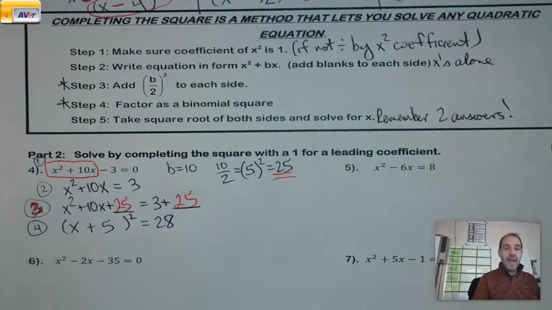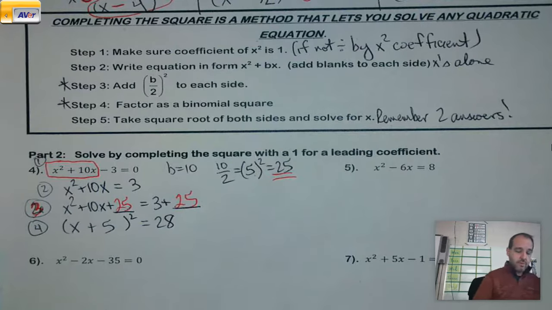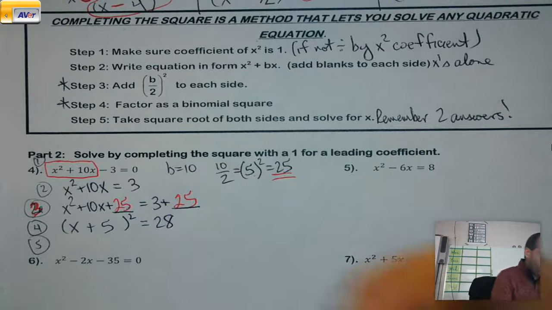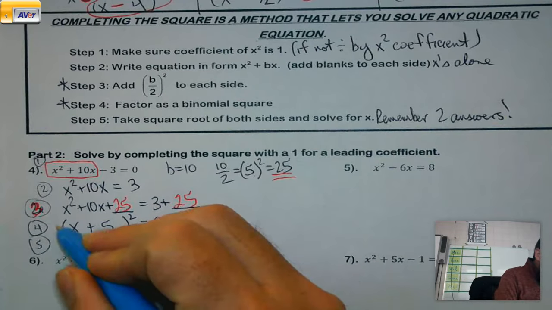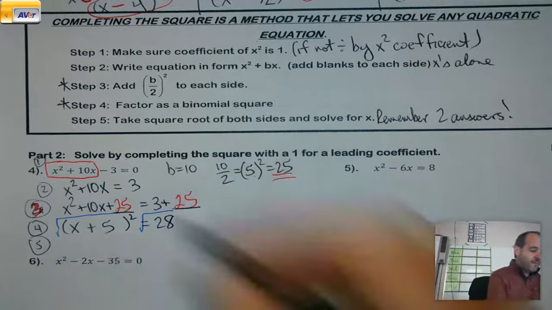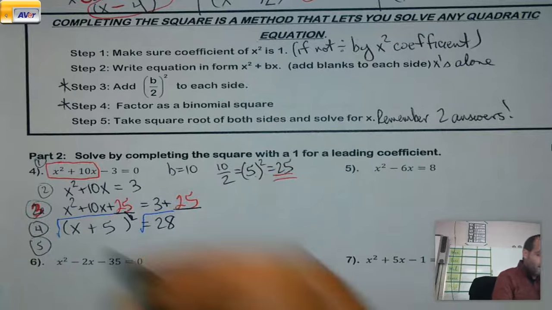And I come back, and now the last step is to take the square root of each side. On the left, squared and square root cancel.